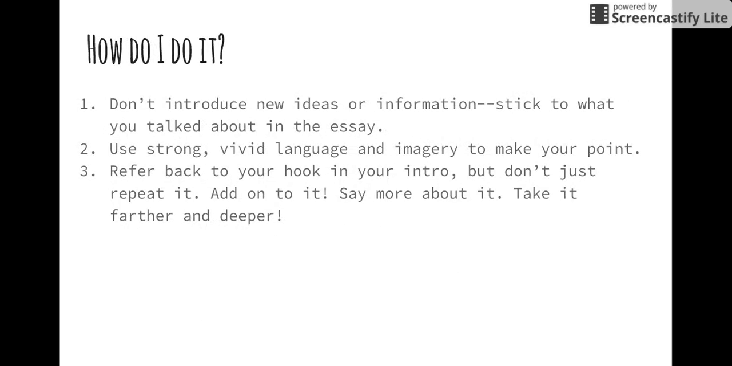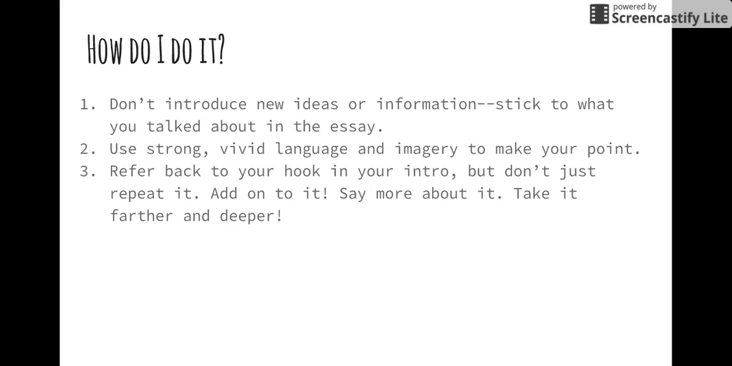So how do I do it? Well, like I just said, don't introduce new ideas or information. Stick to what you talked about in the essay. Use strong, vivid language and imagery to make your point. And refer back to your hook in your intro. This is a super awesome tactic and it's very sophisticated.